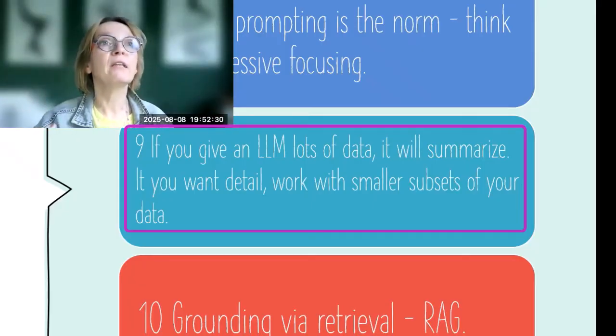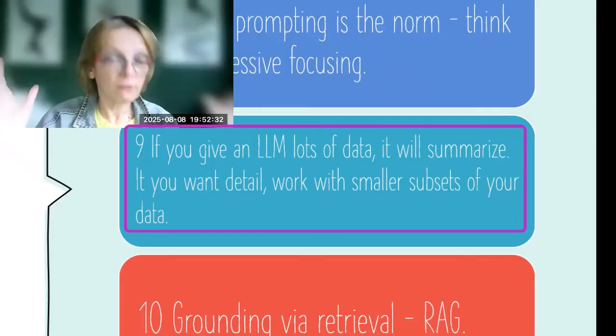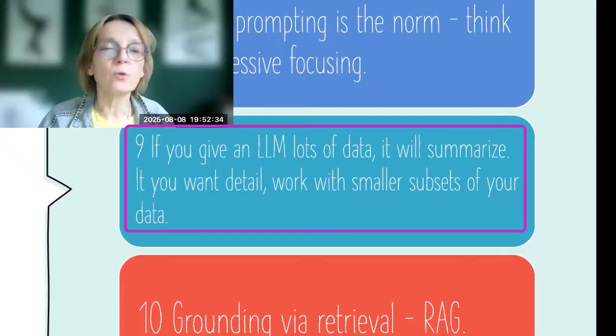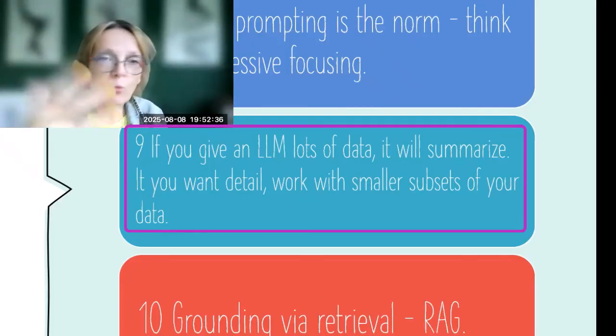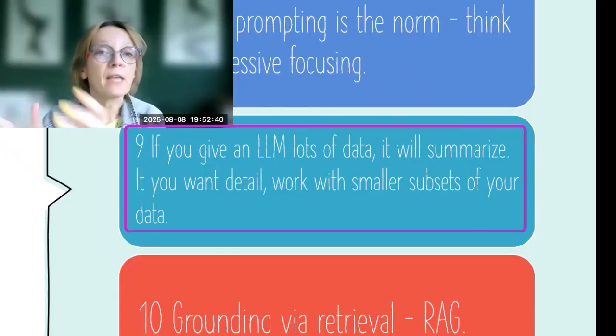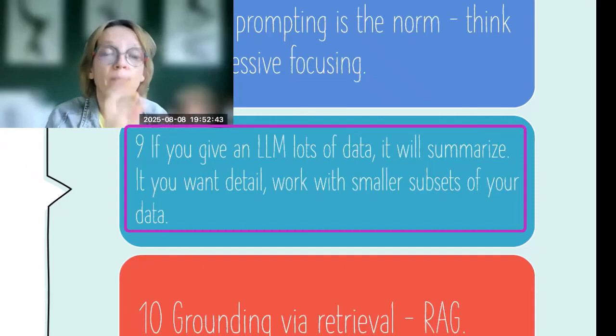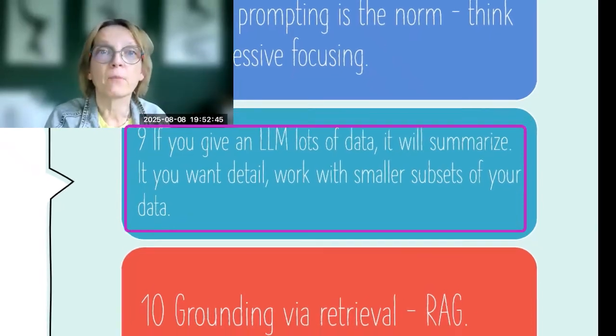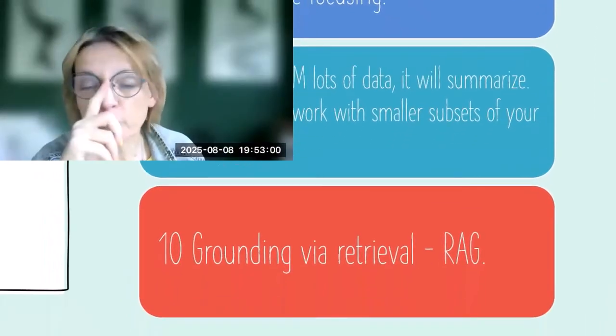Okay, let me get an overview. I throw in all the data, I get an overview, and then I pick one area of that, one topic or one aspect, and then I take that and go into more depth, maybe 3-4 documents at a time. Third point here is grounding via retrieval.